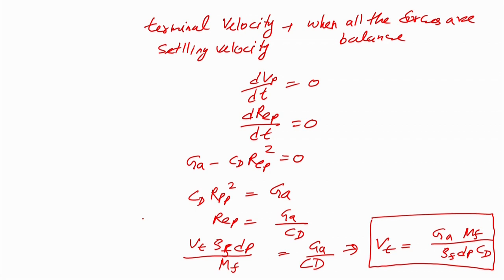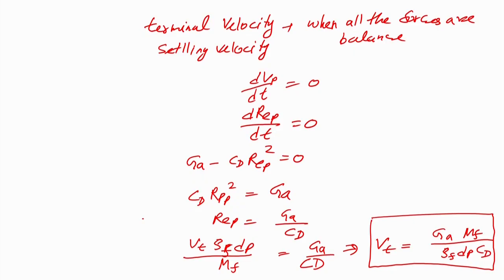The only thing is you have to find the Cd versus Re correlation, that is, how the Cd is changing with the Reynolds number. It will be an iterative solution. You have to guess the Reynolds number. For that Reynolds number, you will calculate the value of Cd. Once you calculate the value of Cd, you will get the value of vt. Now calculate the Reynolds number again from this vt and see whether the assumed Reynolds number and the calculated Reynolds number have a certain difference. If they are the same, it means your assumption is correct.